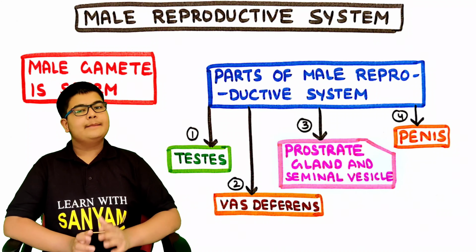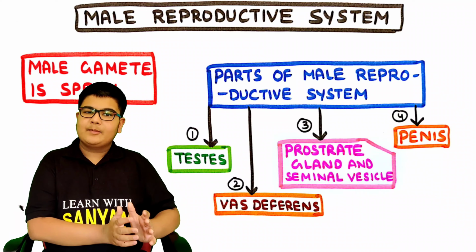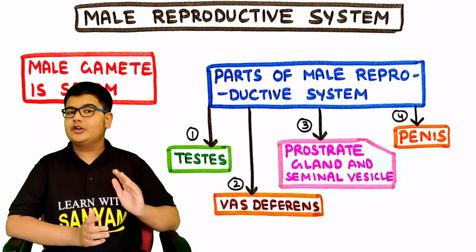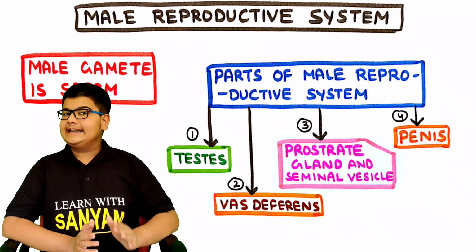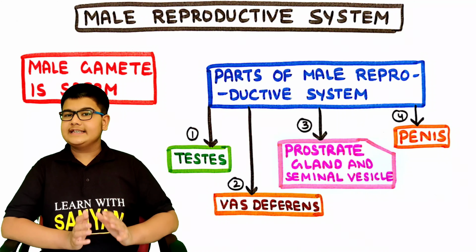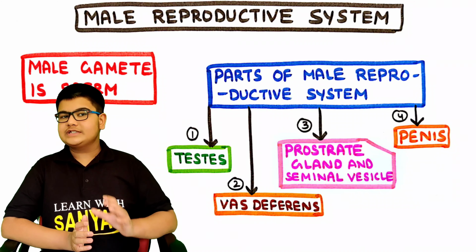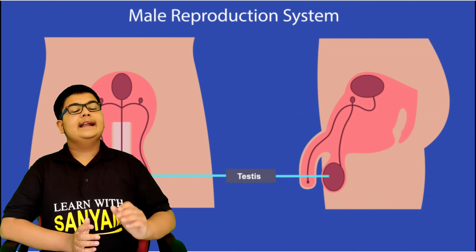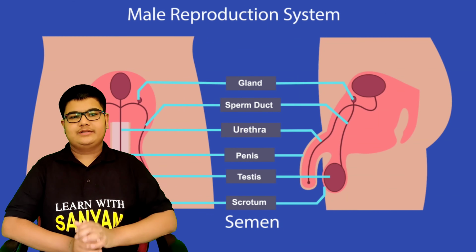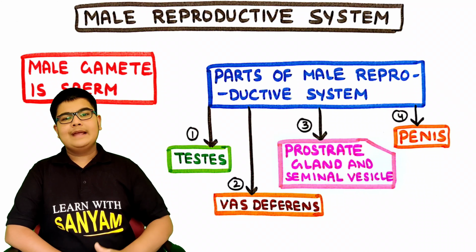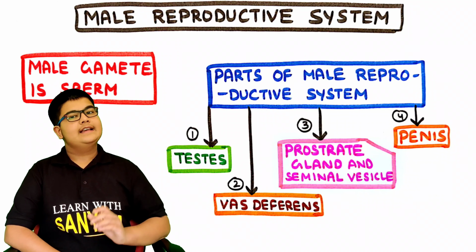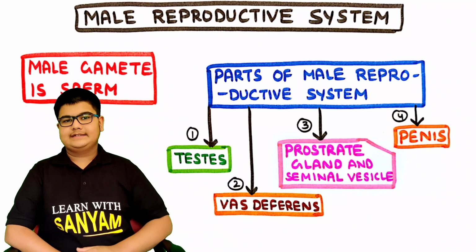Now, after learning about the linkage between the changes at puberty and the reproduction process, let's look at the systems involved in the reproduction process. First, let's study the male reproductive system. The male reproductive system consists of one portion which produces the male gamete, that is sperm, and the other portion which delivers this sperm to the site of fertilization. So the main parts of the male reproductive system are testes, vas deferens, prostate gland, seminal vesicle and penis.